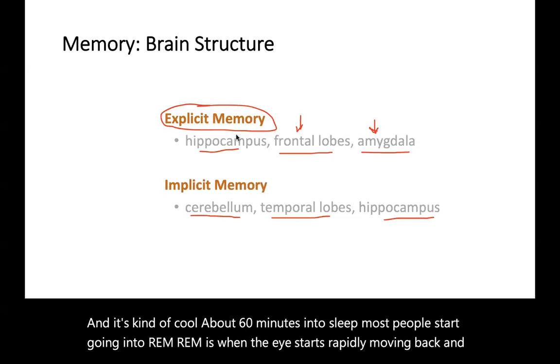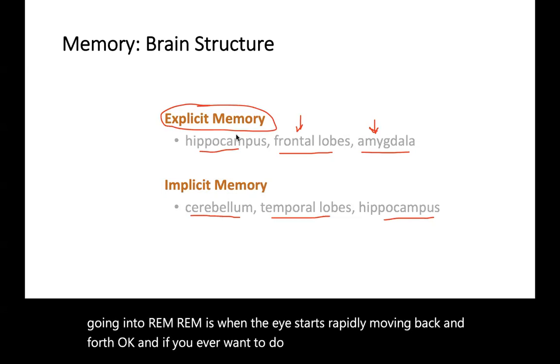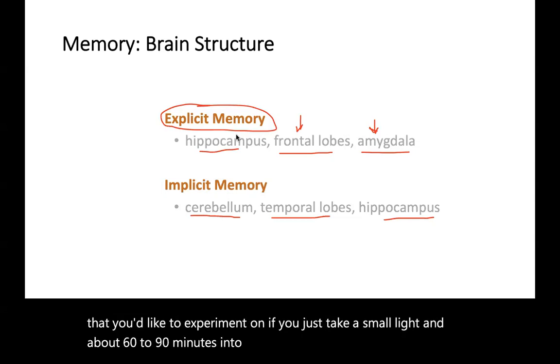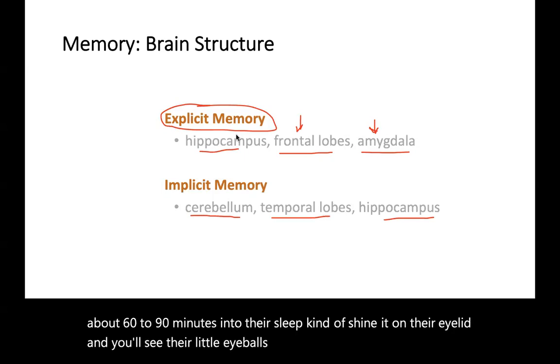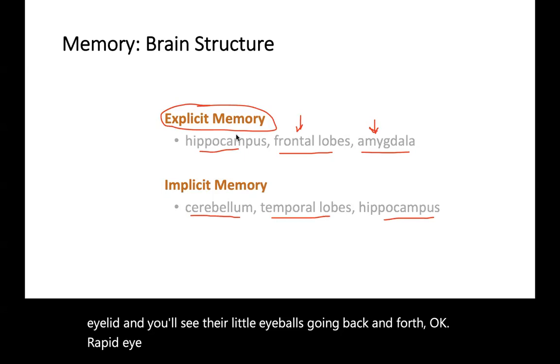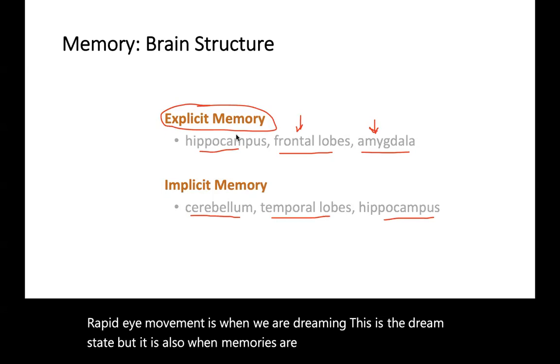If you ever want to do this, if you have a spouse or a kid that you like to experiment on, take a small light and about 60 to 90 minutes into their sleep, shine it on their eyelid and you'll see their little eyeballs going back and forth. Rapid eye movement is when we are dreaming. This is the dream state, but it is also when memories are being consolidated and formed.